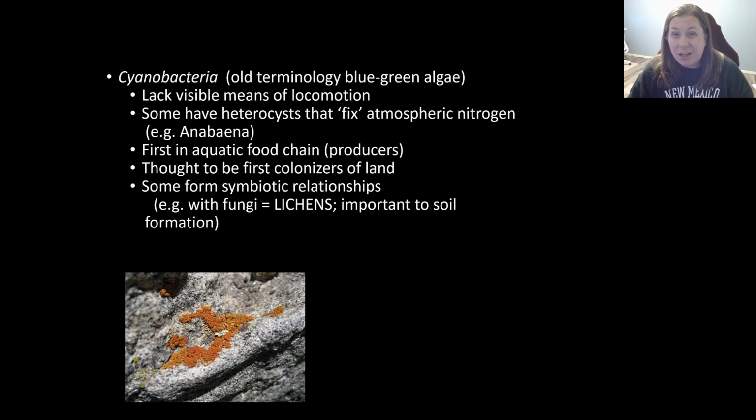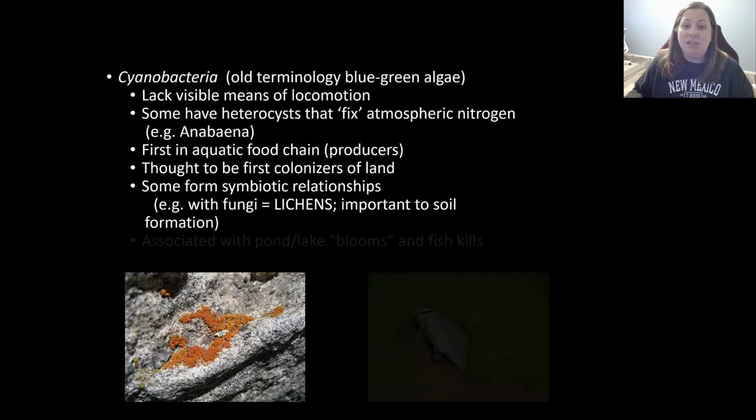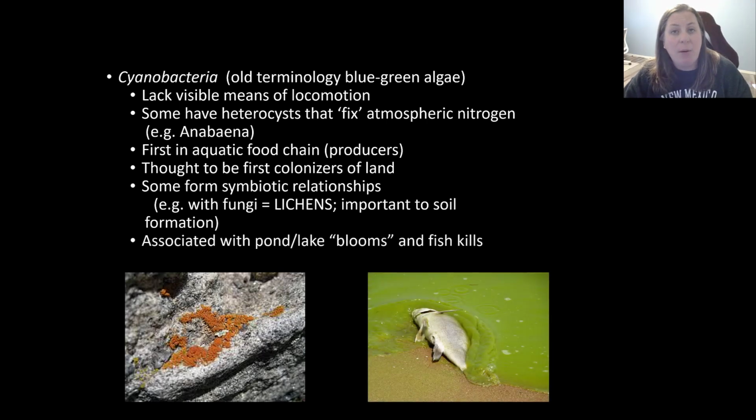On the other hand, there are times that these guys are bad for the environment. They can be associated with what we call pond or lake blooms, where they grow uncontrollably and they kill the fish. This means they have an overgrowth and the fish then die in that area.